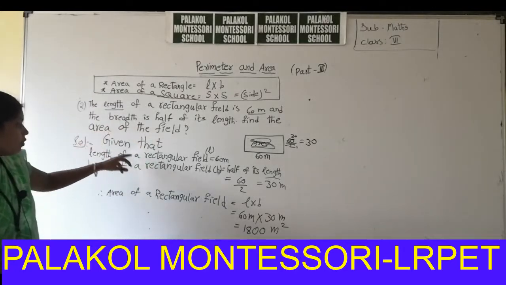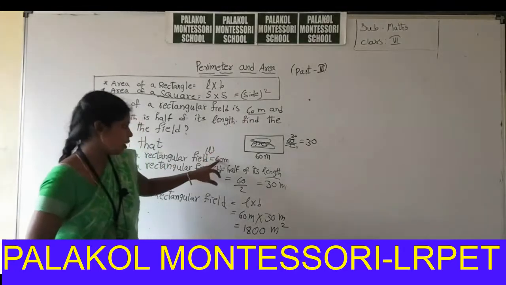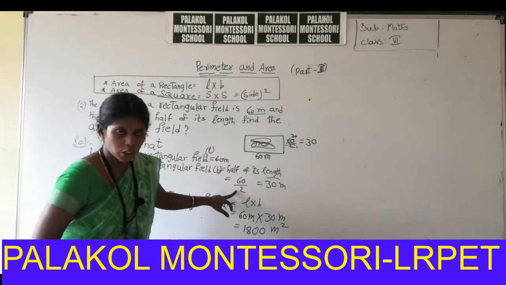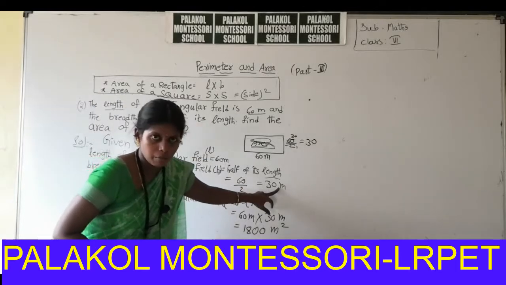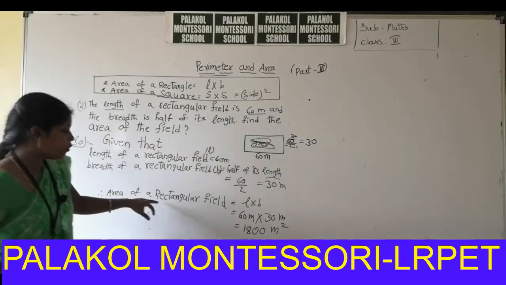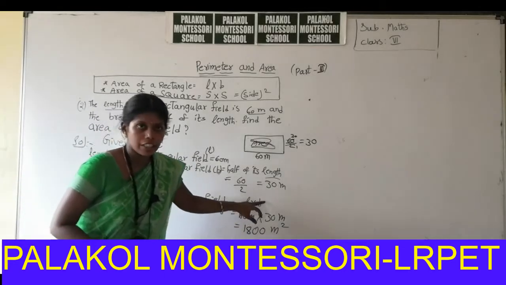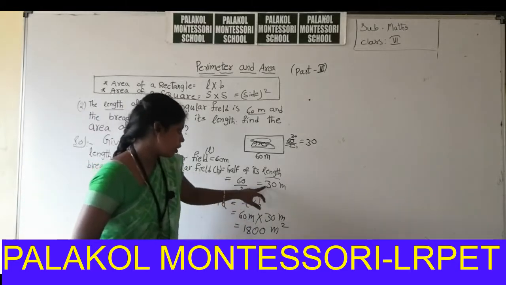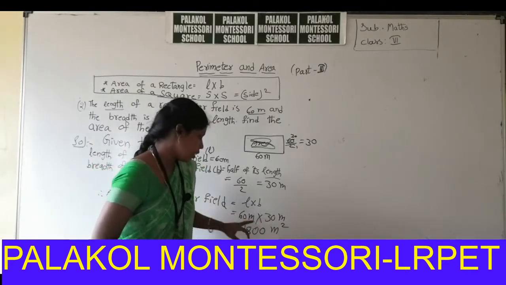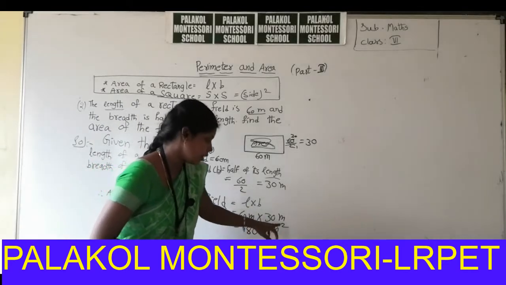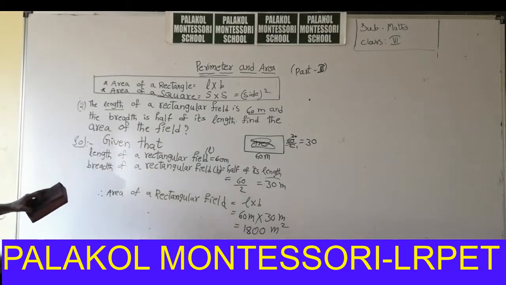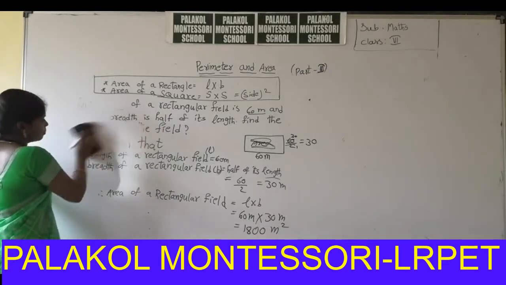So here the question has given that the length of the rectangular field is 60 meters and the breadth of the rectangular field is half of its length, that is nothing but 60 divided by 2, that is 30 meters. So next we can find the area of the rectangular field. Therefore, the area is equal to the formula length into breadth. So length is 60 into breadth 30. 6 3s are 18, 2 zeros, meter into meter, meter square. So this is complete. Next we are going to another question.